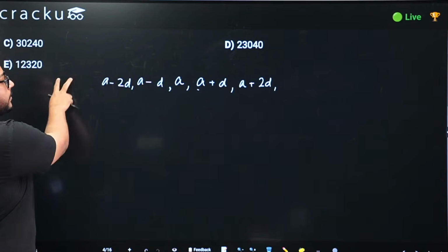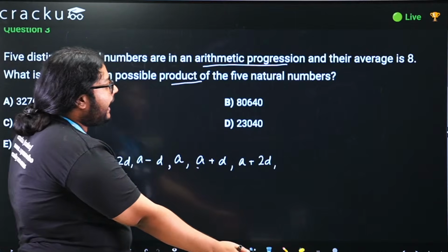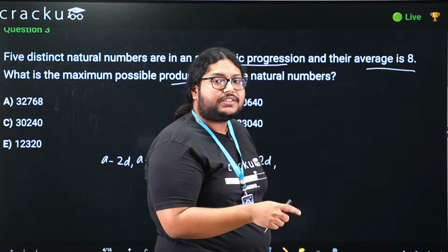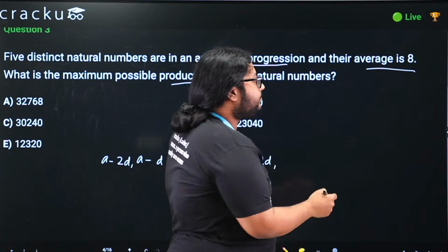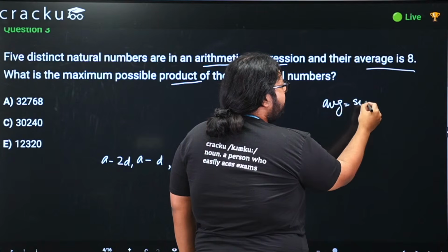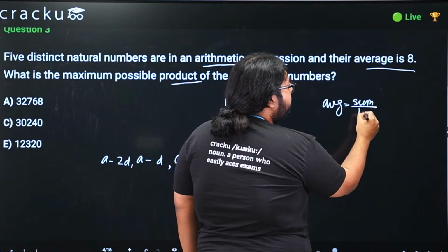So now get back to the question. Average is given to be 8. The average of the 5 terms is the sum of the 5 terms. Average is basically sum divided by number of terms.